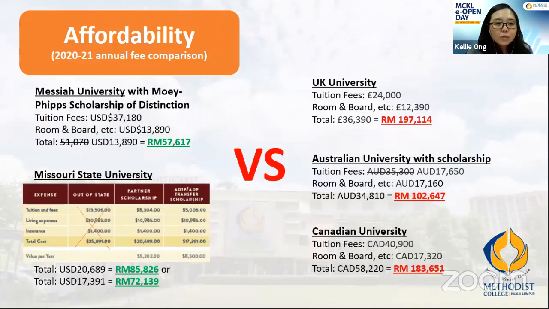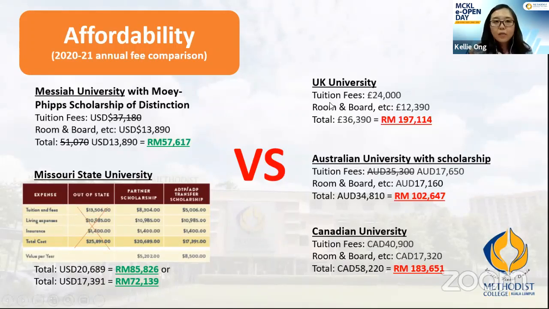Okay, so I would like to share with you a simple comparison. This on the left is one scholarship, which I will share a little bit more about in my other slides. This one is with Messiah University. If a student receives this scholarship, the student essentially just pays for the room and board, so you will come up to this amount estimated per year. For another example, Missouri State, depending on whichever scholarship the student is able to achieve, the estimated annual fee will be this value. All this is not just the tuition fee, it includes everything.